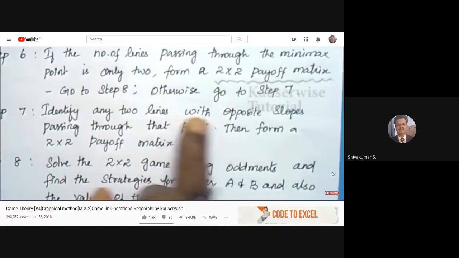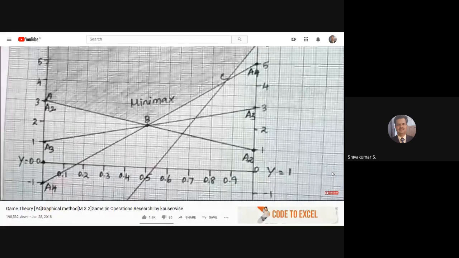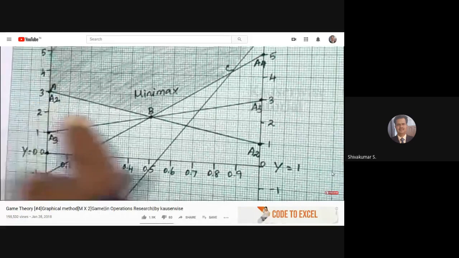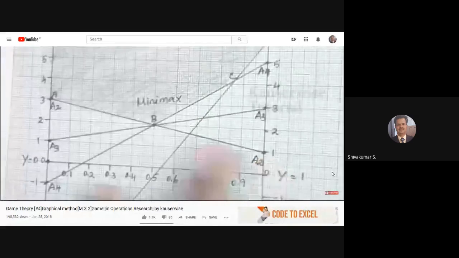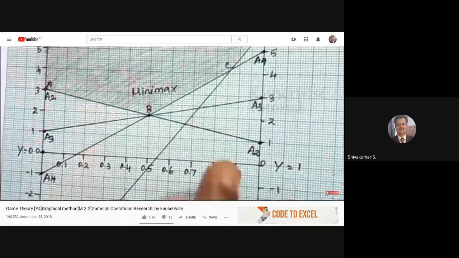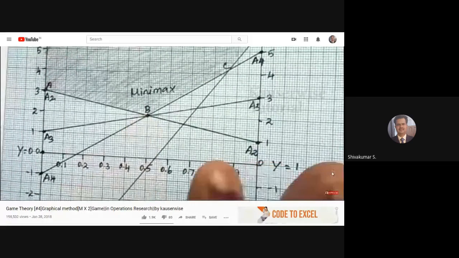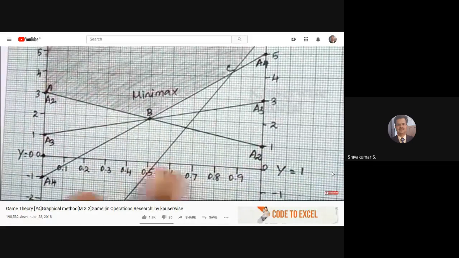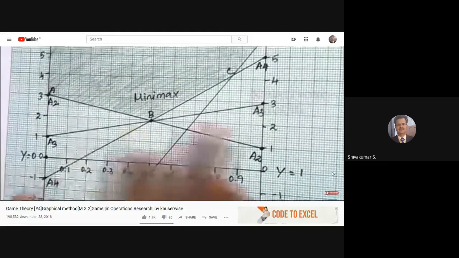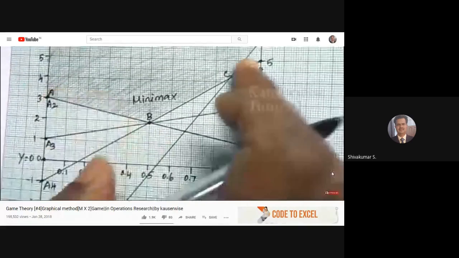Now for this, look at the graph. A4, A3, A2. These are the three lines passing through the minimax point. Among these three lines, you need to select any two lines with the condition that the two lines should have opposite slopes. Here A2 and A4 have just opposite slopes. So you can select A2 and A4.